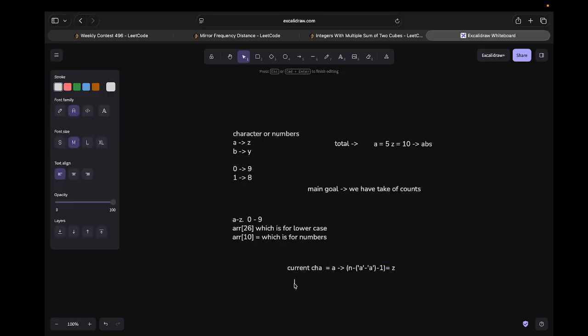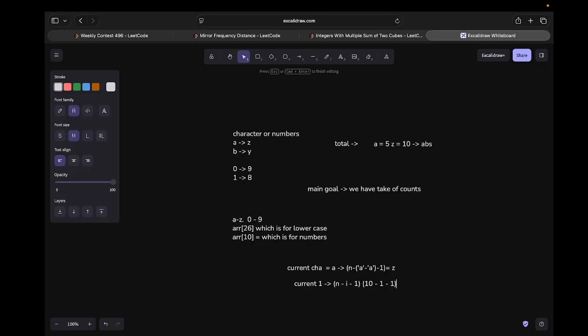And similarly for a number, if the current number is, for example, 1, then how can we calculate it? Simply n minus i minus 1, and instead of i, we use that particular number. Let's say n is 10 and i is 1, so 10 minus 1 minus 1 gives us 8, which is the mirror element.